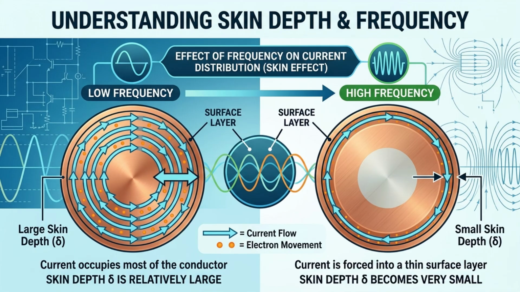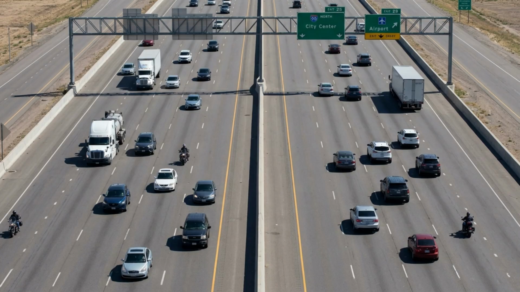The depth at which most of the current flows is called the skin depth. At low frequencies, the skin depth is relatively large, and current occupies most of the conductor. At high frequencies, the skin depth becomes very small, forcing current into a thin layer near the surface.